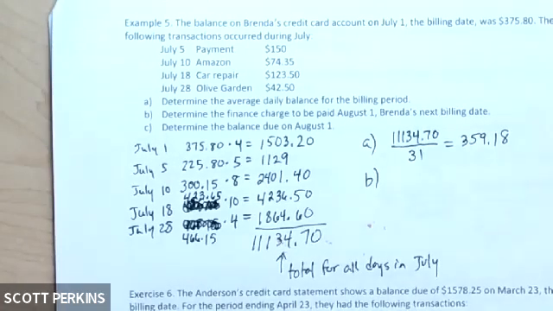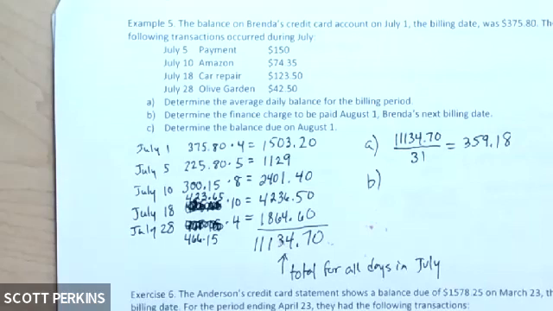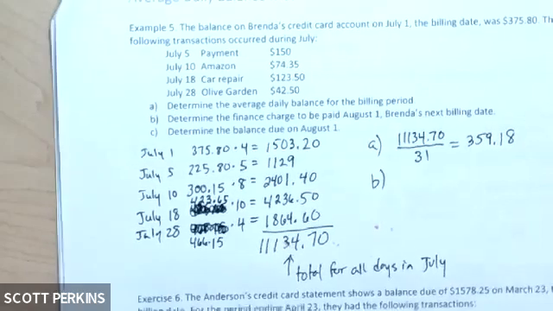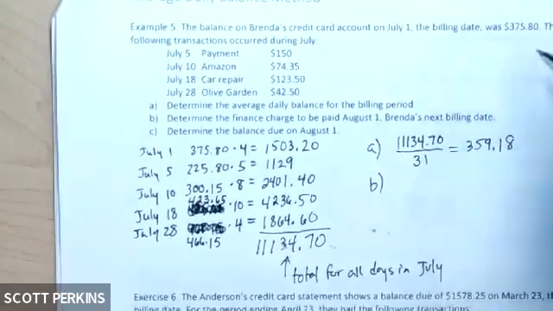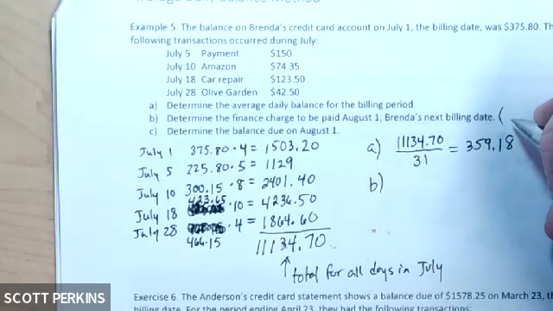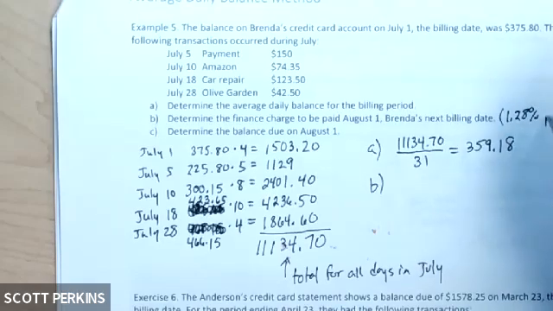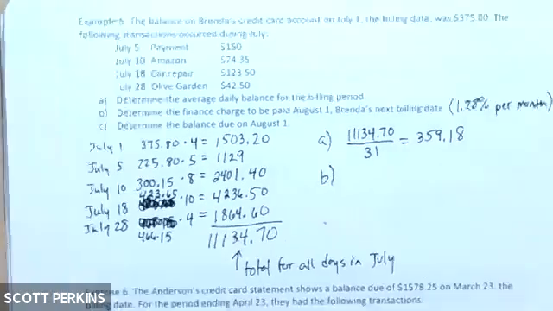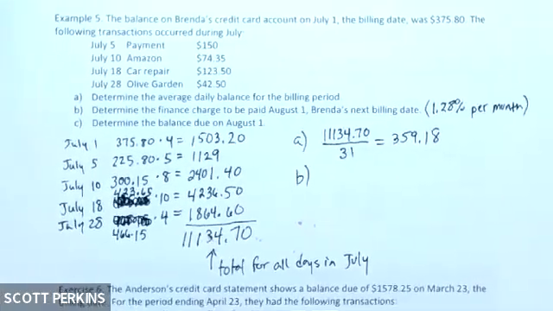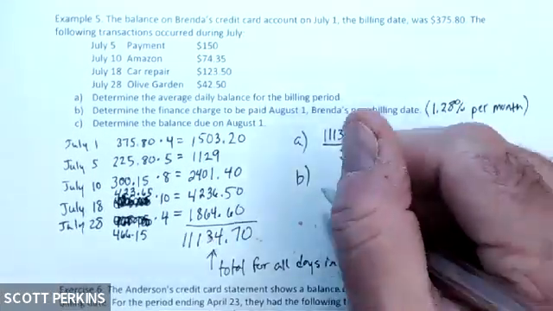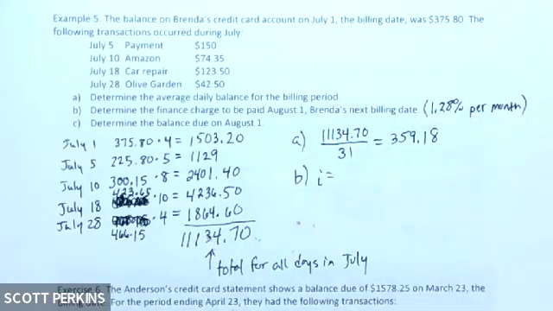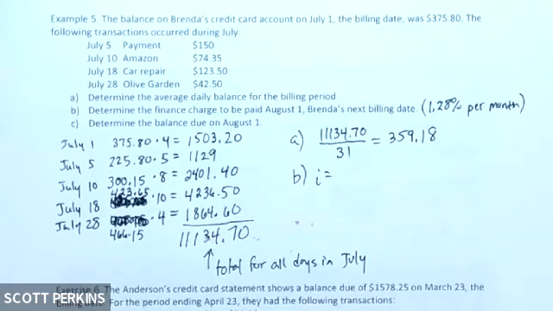So this is continuing my really good work that I did last time. So let's just say that Brenda's interest rate, because we're not told that in the problem, let's say that Brenda has a 1.28% per month interest rate. So then the interest is going to be the principal times the rate times the time. Simple interest. Your credit card is just based on simple interest calculated each month.